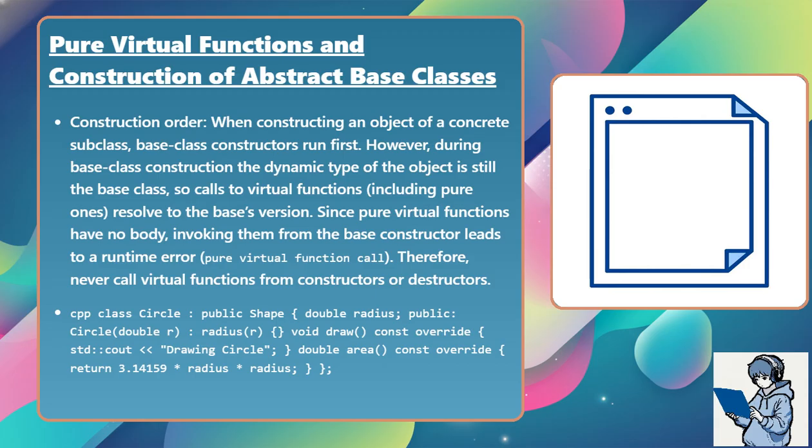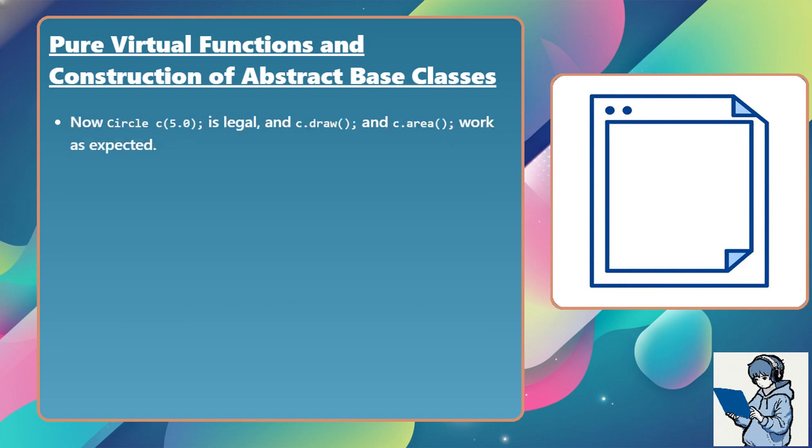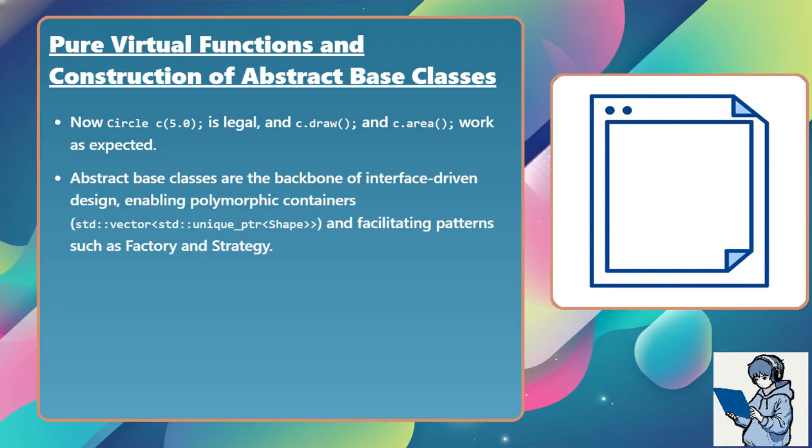class circle : public shape { double radius; public: circle(double r) : radius(r) {} void draw() const override { std::cout << "drawing circle"; } double area() const override { return 3.14159 * radius * radius; } }; Now circle c(5.0) is legal, and c.draw and c.area work as expected. Abstract base classes are the backbone of interface-driven design, enabling polymorphic containers, std::vector of unique_ptr of shape, and facilitating patterns such as factory and strategy.